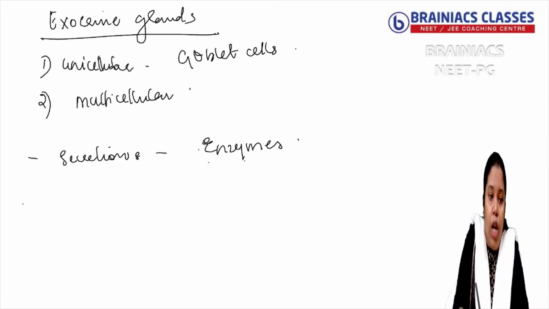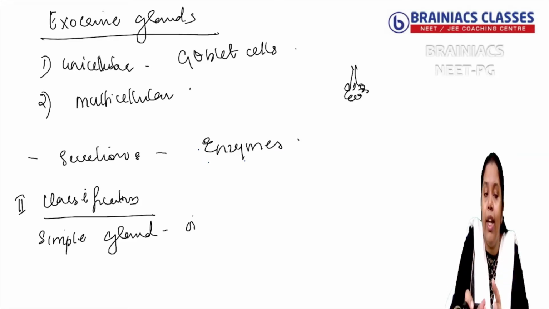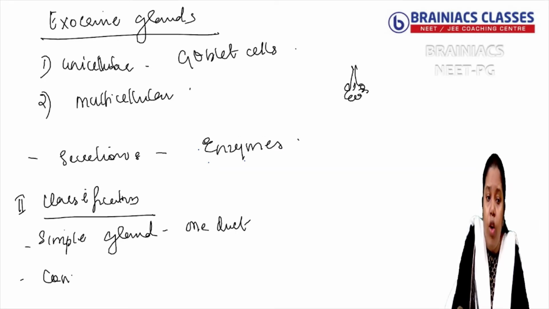Understand? Now coming to the second classification. If there is only a single duct, and a group of cells are releasing their secretions into a single duct, such a gland is called a simple gland. Simple gland means what? Only a group of cells secreting their secretions into a simple duct, one duct. Then you have compound gland.